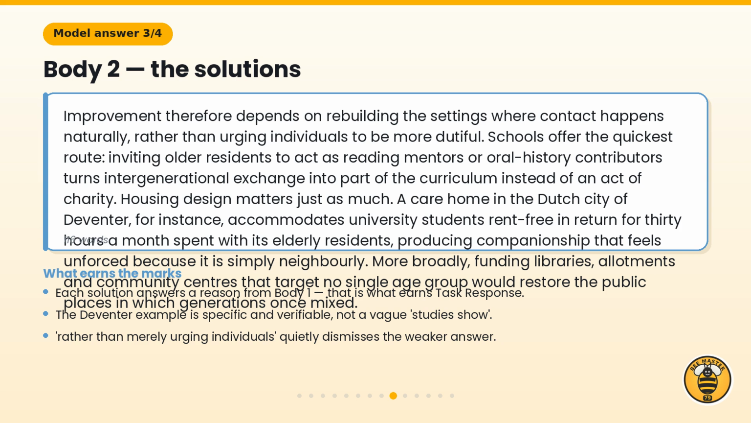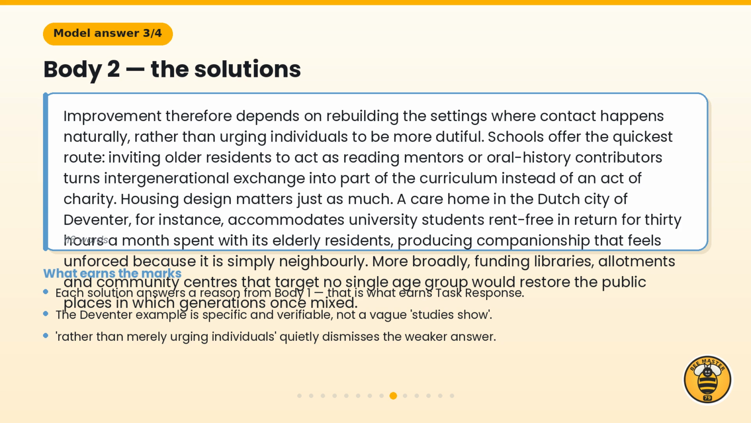Housing design matters just as much. A care home in the Dutch city of Deventer, for instance, accommodates university students rent-free in return for 30 hours a month spent with its elderly residents, producing companionship that feels unforced because it is simply neighborly.